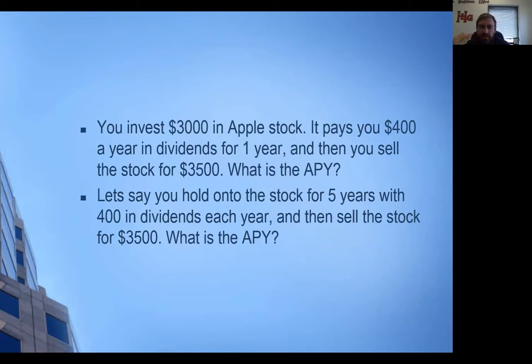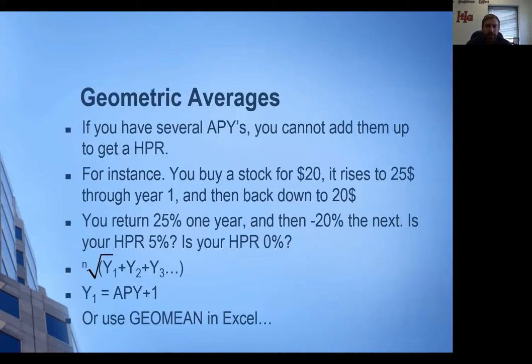But now the second example, you can see it there. 5 years would mean obviously 5 would be how much you need to divide it by. Now, we have issues with APY whenever we use simple calculations like that. For instance, if you have several annual percentage yields, you cannot just add them up to get a holding period return. For instance, let's say you bought a stock for $20 and it rises to 25 through year 1 and then back down to 20 in year 2.